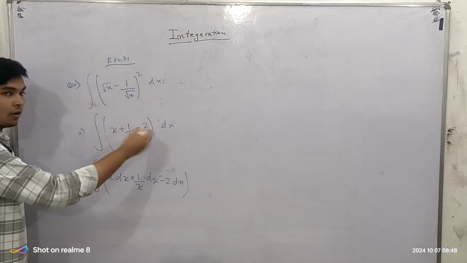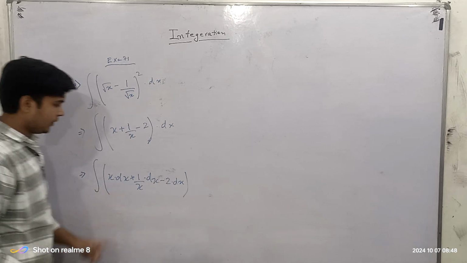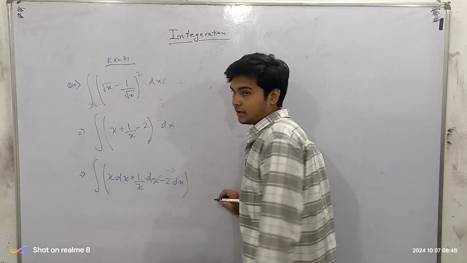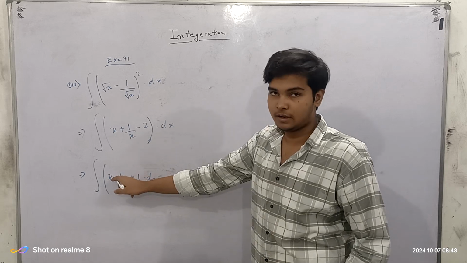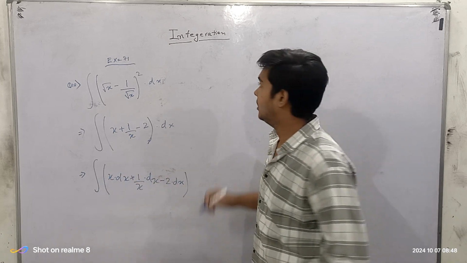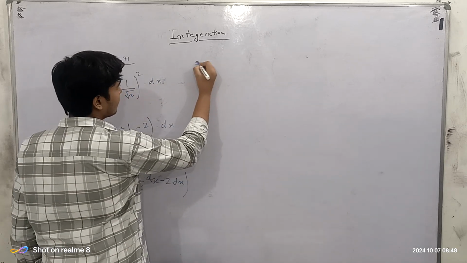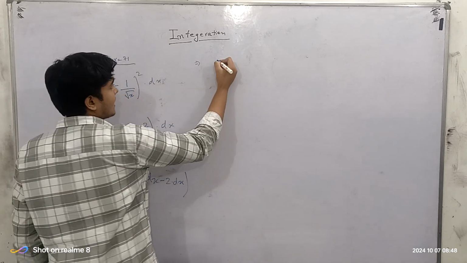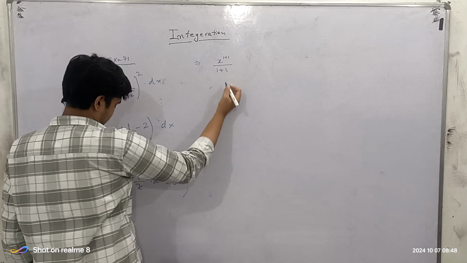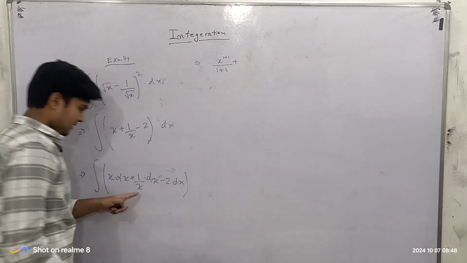Because it multiplies, so all 3 will get multiplied. Now we will integrate it. You can see here x into dx, where x to the power 1. We have now only studied the general formula, so we will write it like this: x into dx. We will write x to the power 1 plus 1 by 1 plus 1, plus 1 by x into dx.